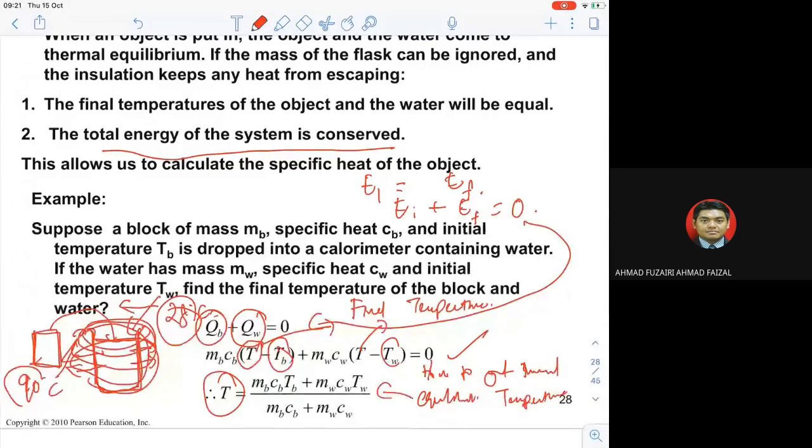Okay, don't memorize the equation. Just get to know how to get the equations right. That's how you learn some things, right?